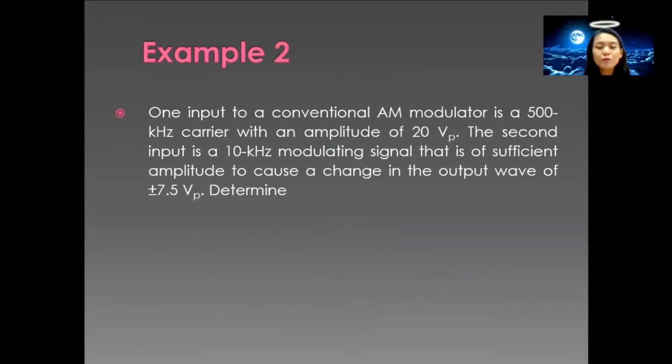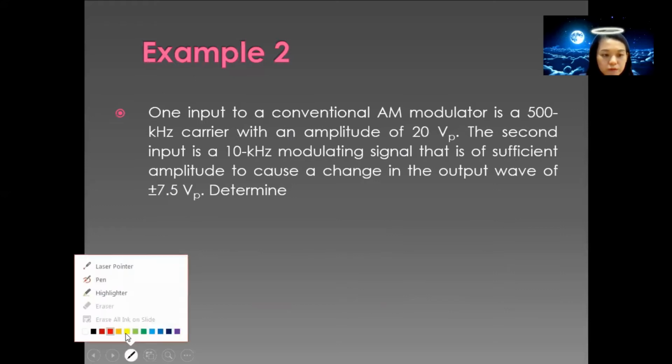Okay, now we go to example 2. One input of a conventional AM modulator is a 500 kHz carrier with an amplitude of 20 dB. The second input is a 10 kHz modulating signal with sufficient amplitude to cause a change in the output wave of plus minus 7.5 dB.